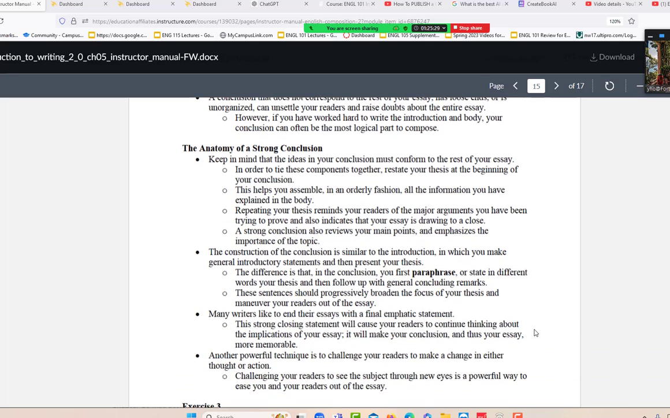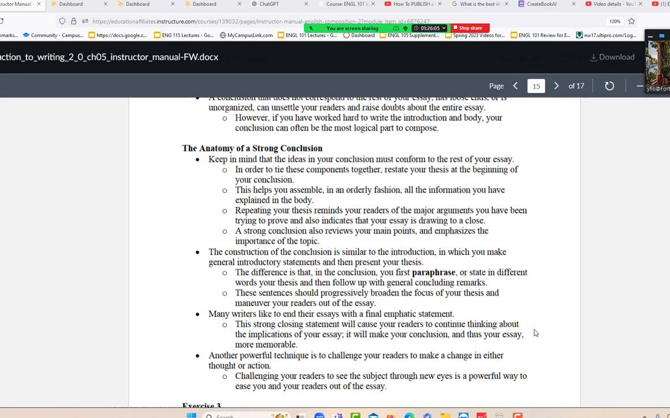So the anatomy of a conclusion. First, you're going to restate your thesis statement. Keep in mind that the ideas in your conclusion must conform to the rest of your essay. In order to tie these components together, restate your thesis at the beginning of your conclusion. This helps you assemble in an orderly fashion all the information you have explained in the body. Repeating your thesis reminds your readers of the major arguments you have been trying to prove, and also indicates that your essay is drawing to a close.